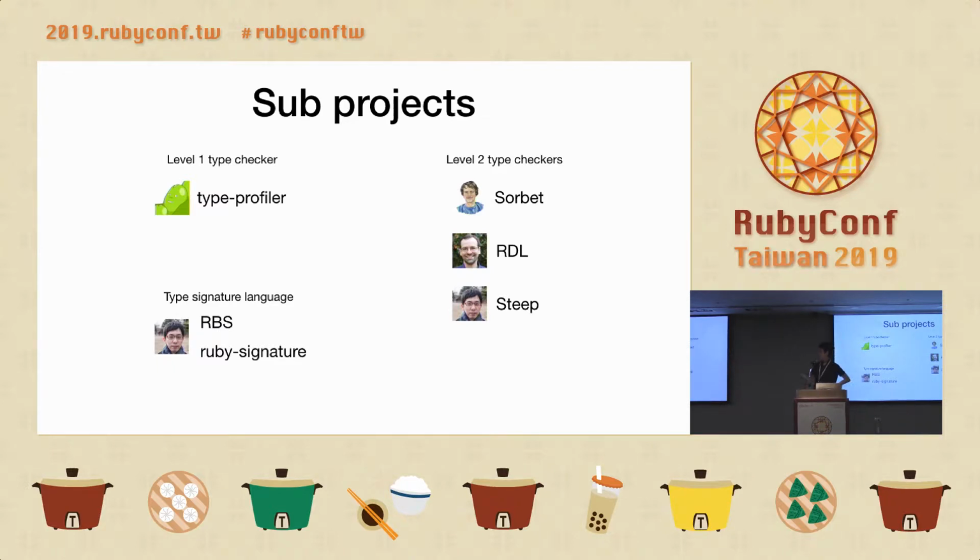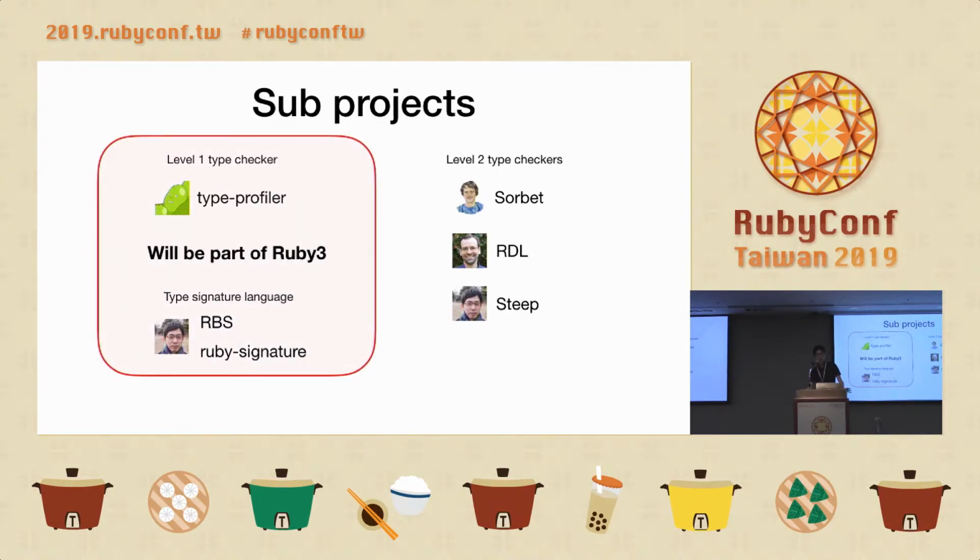So this is a quick overview of each group of the projects. At the beginning of the Ruby and Types project, we tried to provide some of the level 2 type checkers for Ruby 3, but currently we changed the plan a bit. So the level 1 type checker and type signature language will be part of Ruby 3, but the level 2 type checkers will be other optional tools.